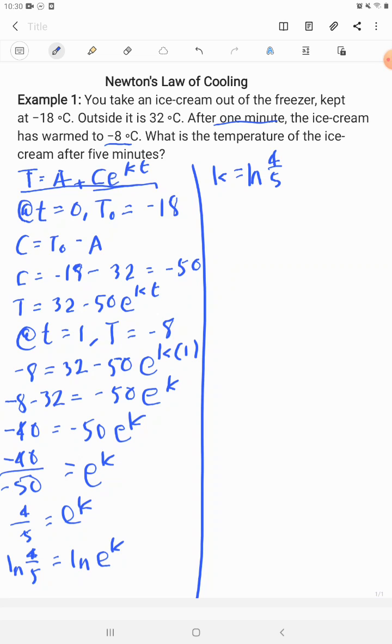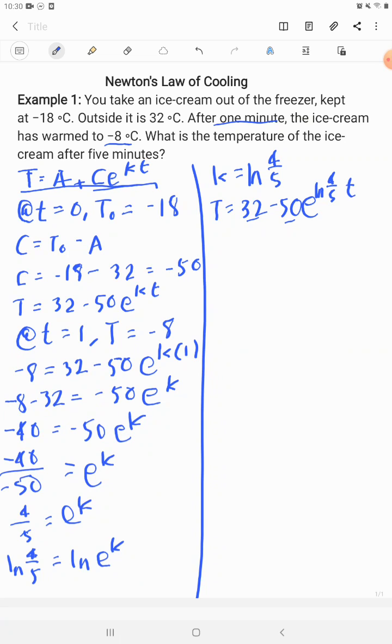Then we go back to our main equation now that we have obtained our k. So our main equation is T equals 32 minus 50 e to the power of kt. 32 is the temperature of our surrounding. Negative 50 is our c. Our k now is equal to ln of 4/5 times t.